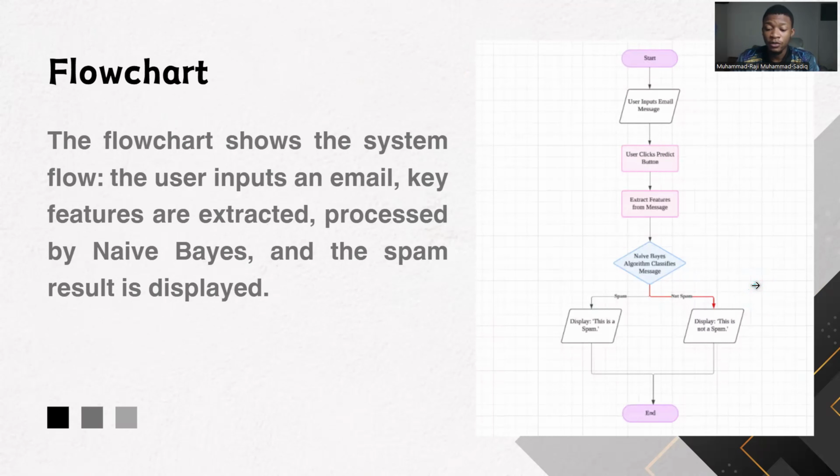Now to the flowchart. This flowchart actually explains how the system fully works. So on the flowchart on the right here, you can see that the user inputs the message and then clicks the predict button, then it extracts features from the message. Then the Bayes algorithm does the work. It decides if the message is spam or not, and it displays the result. It displays this is a spam or this is not a spam. And then that is the end of the process.